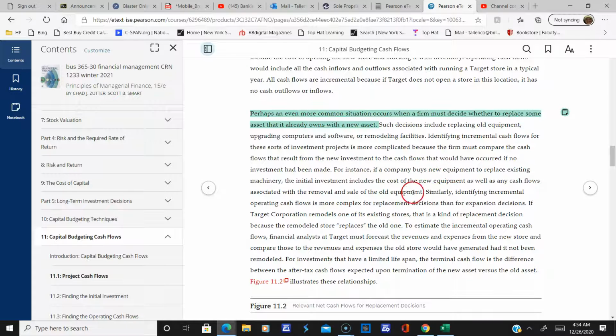So if the company buys new equipment to replace old equipment, the initial investment includes the cost of the new equipment as well as any cash flows associated with the removal and sale of the old equipment. All right, so this is a lot more complicated. If Target remodels one of its existing stores, this is a kind of replacement decision because the remodeled store replaces the old one, right? So there's a lot more work involved in this.